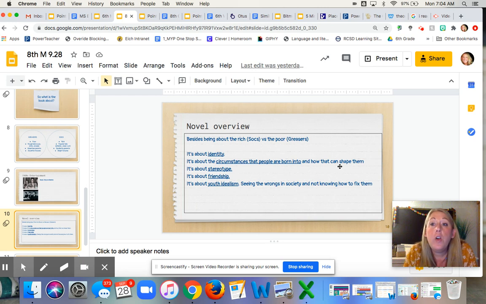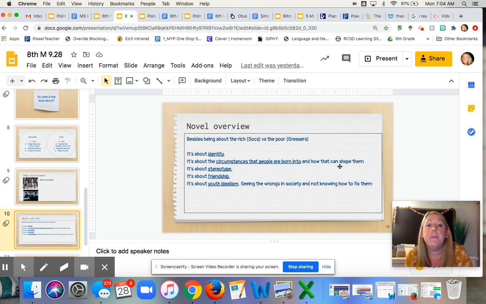Okay, so the novel overview, besides being about the rich socias versus the poor greasers, because that is the conflict between the two groups is a major part of the story. It is also about identity, defining who we are ourselves instead of letting society and our social groups define us. It's about the circumstances that people are born into and how it can shape them. So just basically like how the family you're born into, the life you're born into.